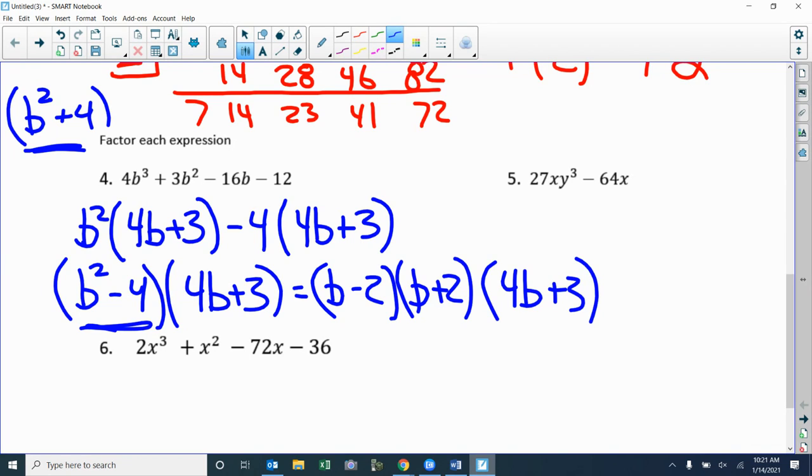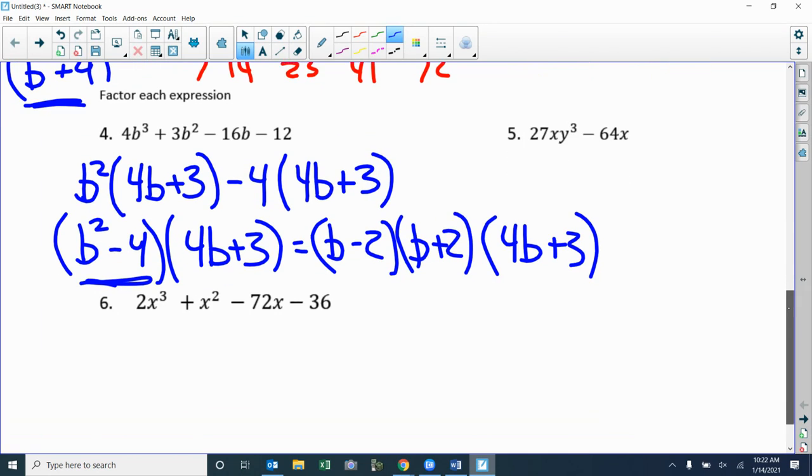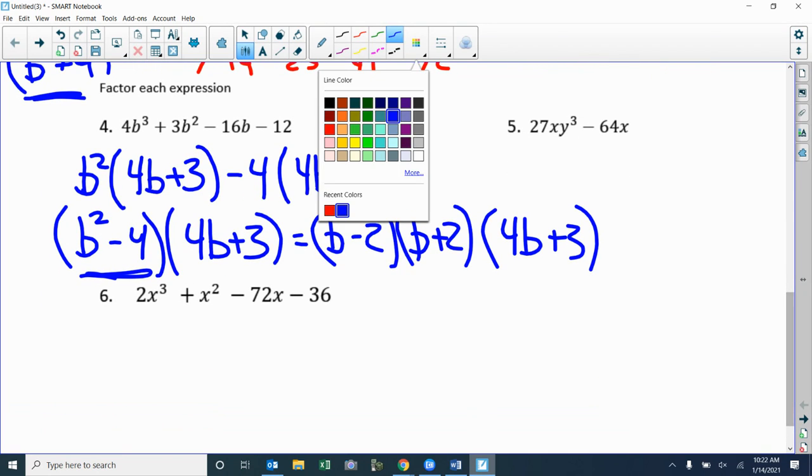So you can only do that when it's a difference. Negative perfect squares you can do. Positive perfect squares, can't factor. Okay, we got another grouper down here, so let's look at that guy, and then we'll go back up to the perfect cubes in a second.